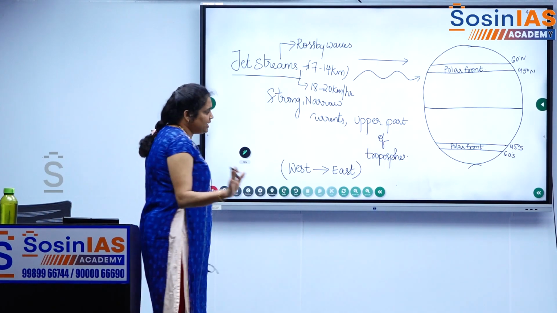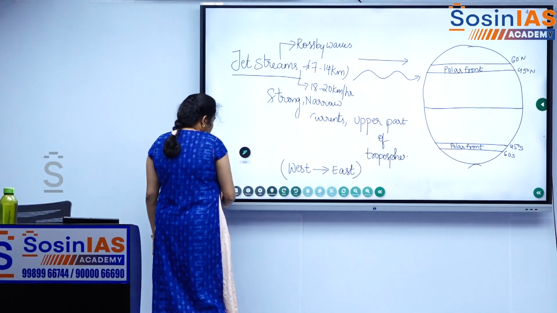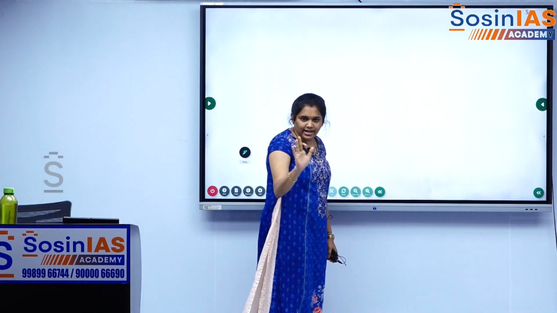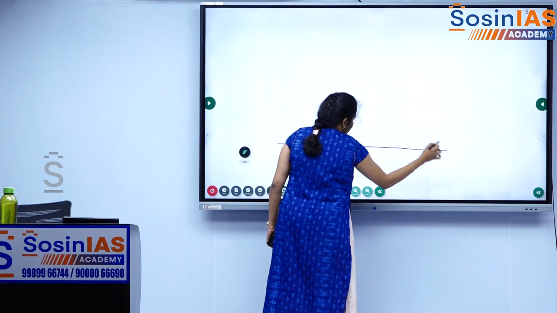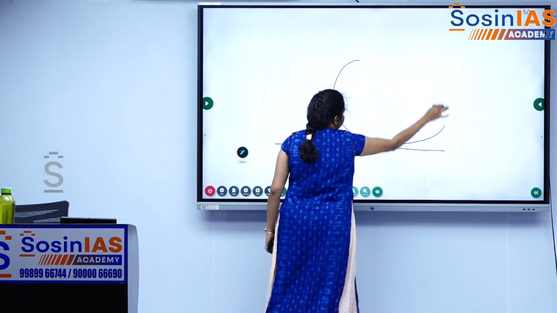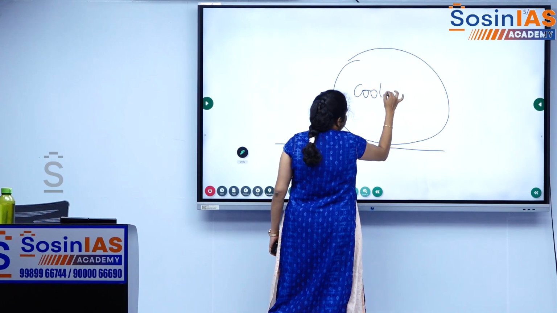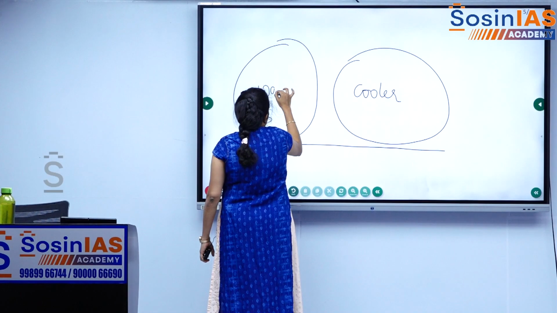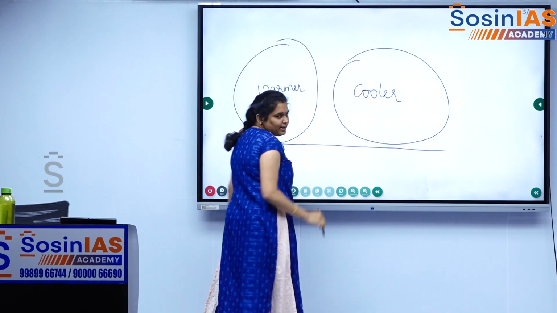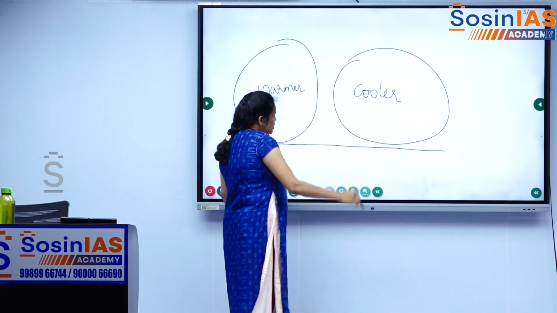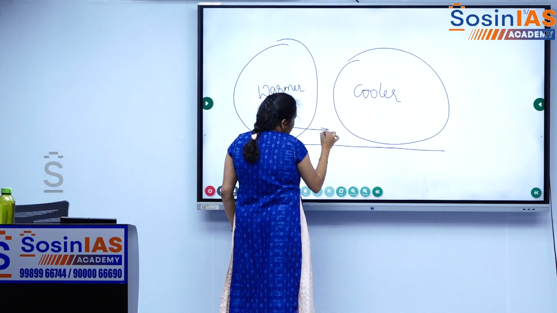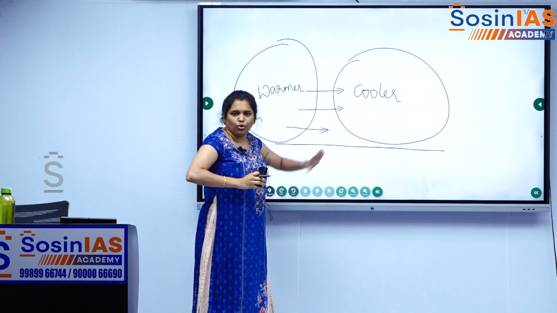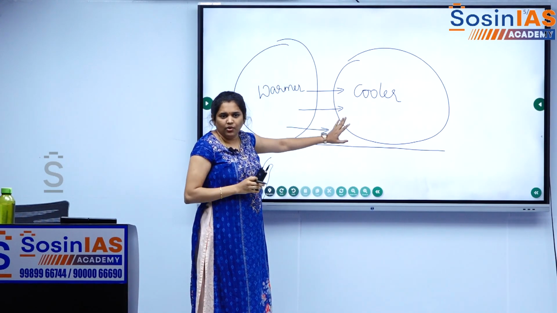See people, the thing here is that whenever there are two air masses coming, we'll talk about that in detail anyway. For example, if I have a cooler air mass and a warmer air mass, when the warmer air mass enters into the territory of the cooler air mass, the cooler air mass is stable. Okay.